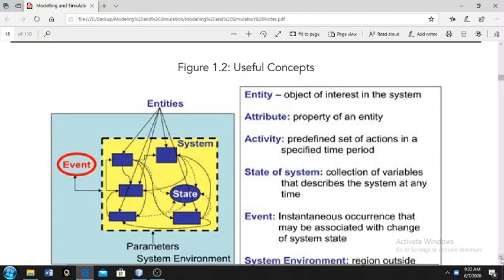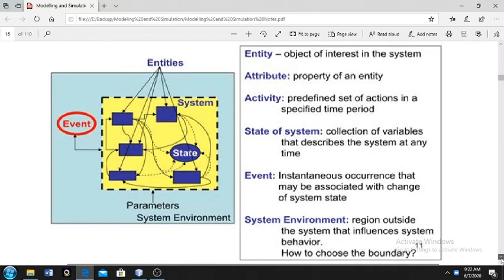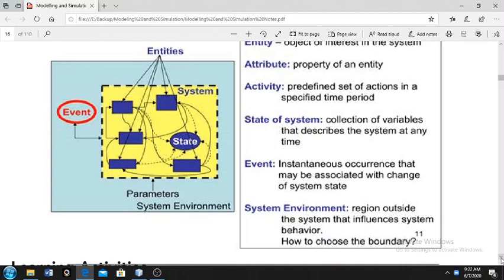Now, what about an activity? An activity is a predefined set of actions in a specified time period. So an activity is made of actions which are systematically organized, and they are predefined, and which happen in a specified period of time.